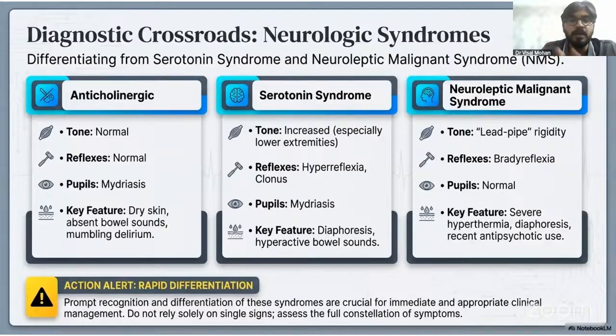Main features we need to know: serotonin will have hyperreflexia, clonus, hypertonia, with mydriatic pupils. Neuroleptic malignant syndrome will have lead pipe rigidity, bradyreflexia, normal pupils, excessive sweating, and hyperthermia. Anticholinergics will have normal tone, normal reflexes, extremely mydriatic pupils with dry mucous membranes and delirium.